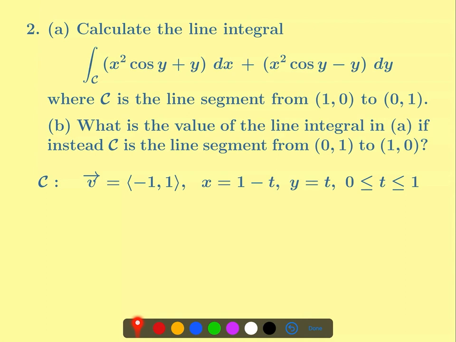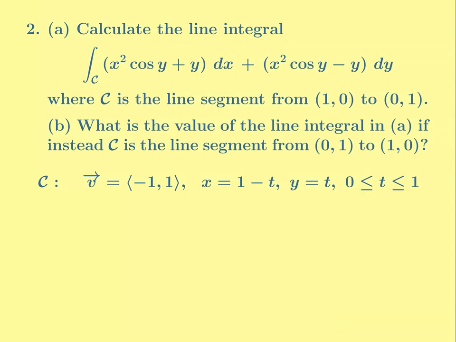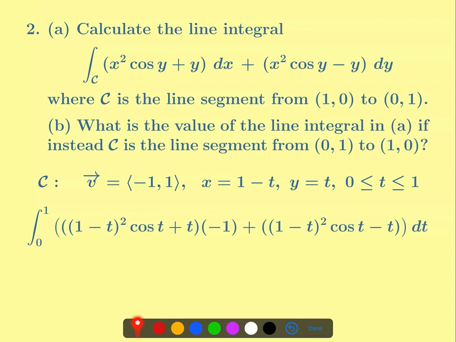Now what we want to do is to use that to figure out this line integral, and all we do is plug in what x and y are. We have x and y here, dx and dy. Well, dx will be minus dt, and dy will be dt. So we have everything we need, we just got to plug it in, and t is going to go from 0 to 1 in our limits of integration. And x, again, is 1 minus t, so I have (1 minus t) squared there, times the cosine of y, which was t, plus y, which was t.